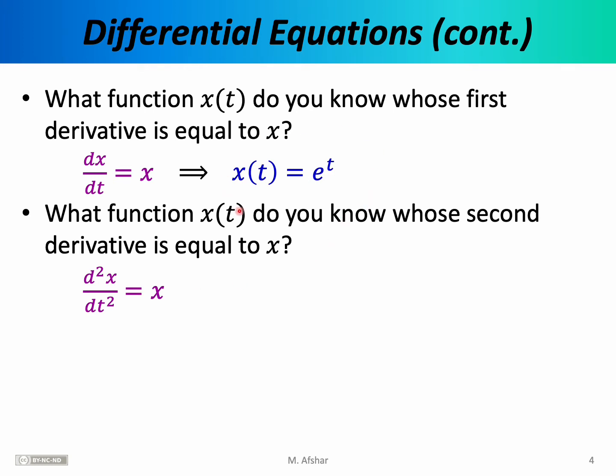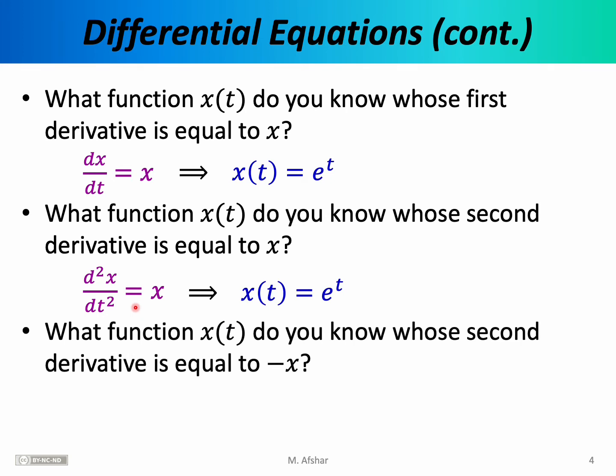Now, if you understood the answer to this top example, then the answer to this example should be pretty obvious. The answer, once again, is e to the t. The first derivative of e to the t is e to the t, and its second derivative is also e to the t. In fact, you can take the derivative of e to the t as many times as you want, and you will always get the function itself. So e to the t happens to be the solution to both of these differential equations.